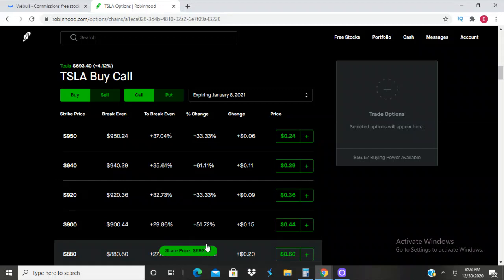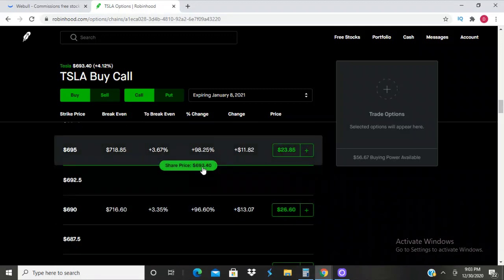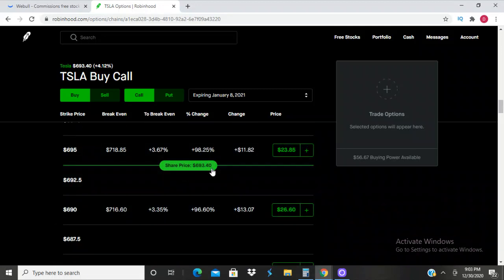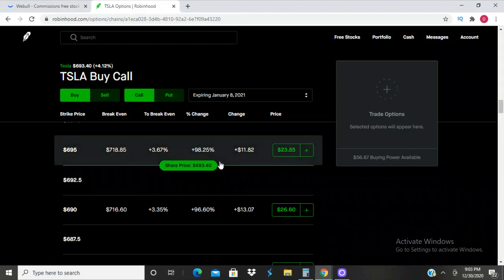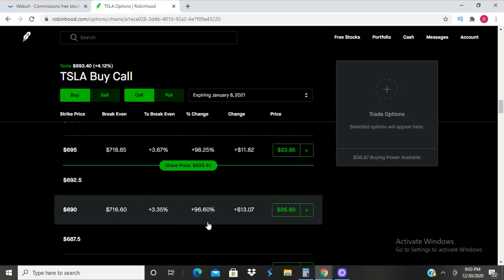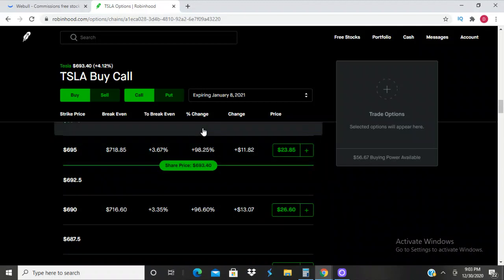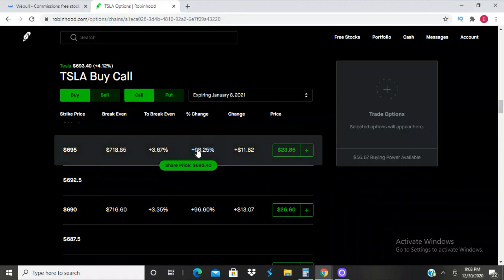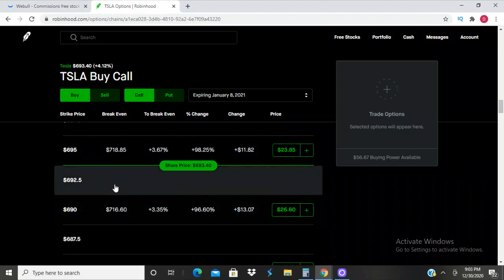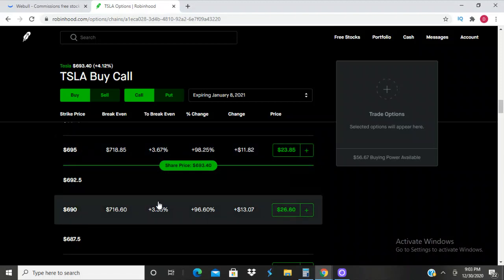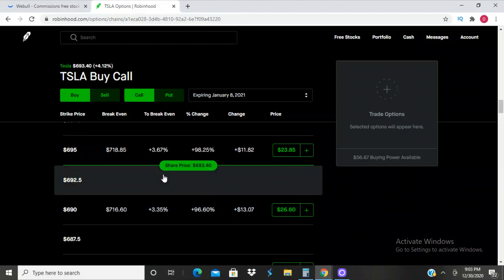So here, this line where it says share price is called at the money. Anything below this line is considered to be in the money, and anything above this line is considered to be out of the money. Generally, you want to purchase contracts that are in the money if you can afford it, because it'll make money faster and it's closer to breaking even. So it just makes it a little easier for you to see some gains on it.